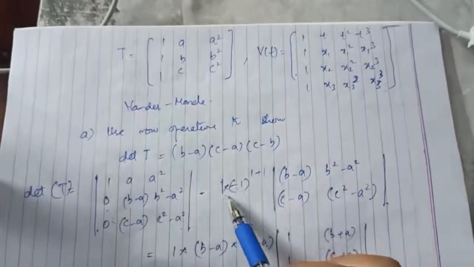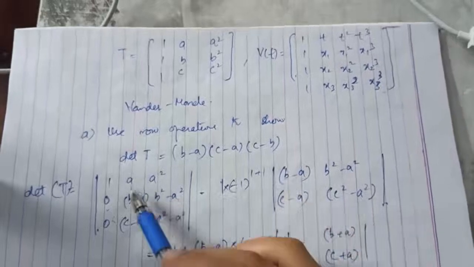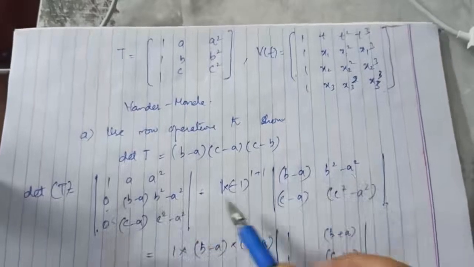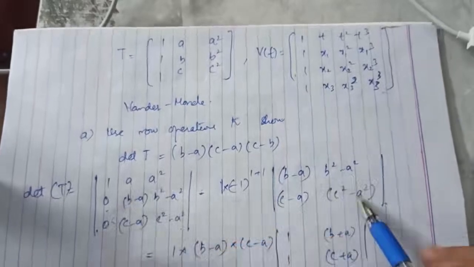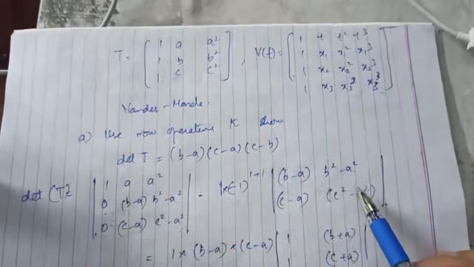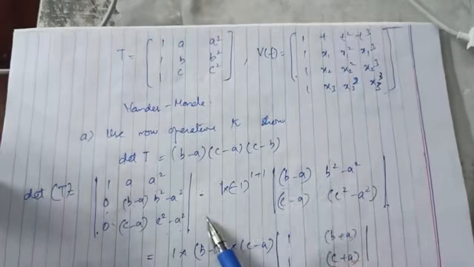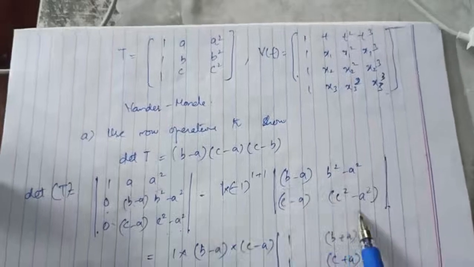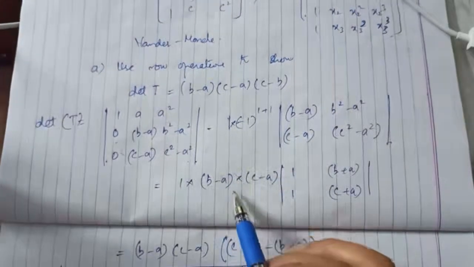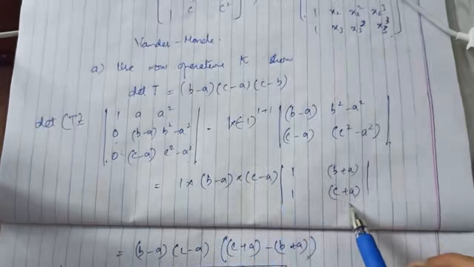So I found that it's 1 into 1 to the power 1 plus 1, and again I have this row removed, this column removed, and you will be left with this thing here: B minus A, B squared minus A squared, and C minus A and C squared minus A squared, right? So in the first column, to simplify my calculations, I can take this B minus A out from that row, and again I can take the C minus A out from that row, right? So eventually I'm left with B minus A into C minus A, and you have 1 into B plus A over 1 into C plus A, right?